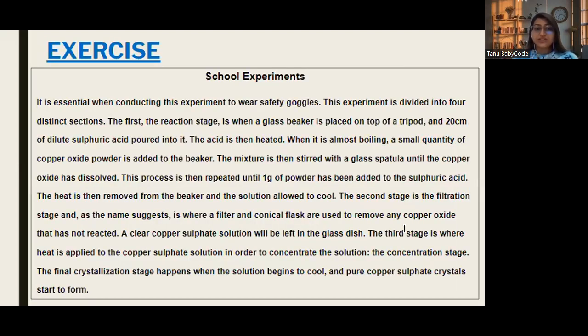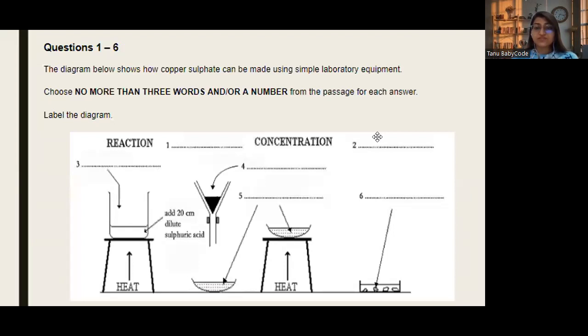After that, the third stage is where heat is applied to the copper sulfate in order to concentrate the solution, the concentration stage. So the last one is the concentration stage. The final stage happens when the solution begins to cool. After concentration, there is a final crystallization: it begins to cool, and the copper sulfate crystals start to form. So that means in the concentration stage, the second here is crystallization. And the last, they are left with copper sulfate crystals.